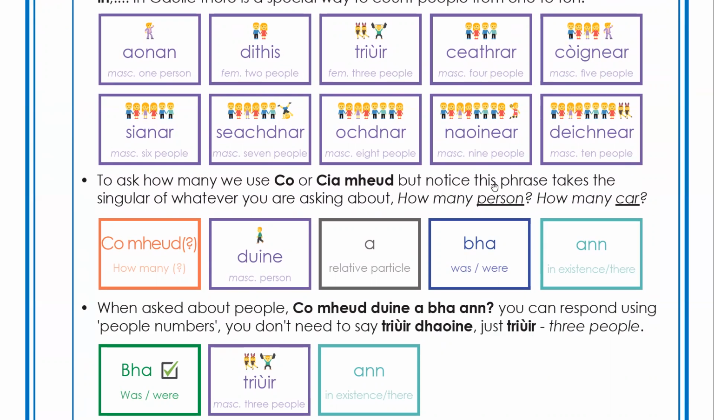Kiaviad. But this phrase takes the singular, whatever you're asking about. So how many person, how many car. Obviously in English it's normally a plural you use, how many people, how many cars. In Gaelic, how many person, how many car is the singular form of the noun we use to ask that question. So, Kiaviad Dunya Eva Aun. How many people were there? Kiaviad Dunya Eva Aun.